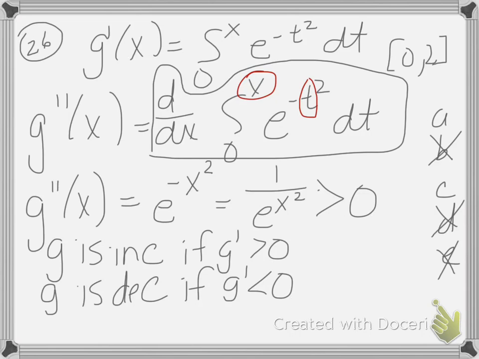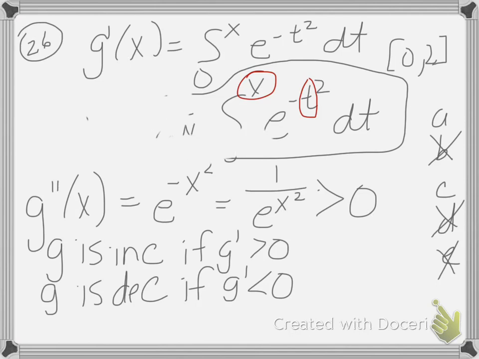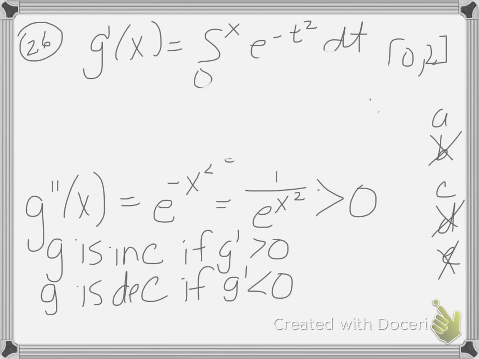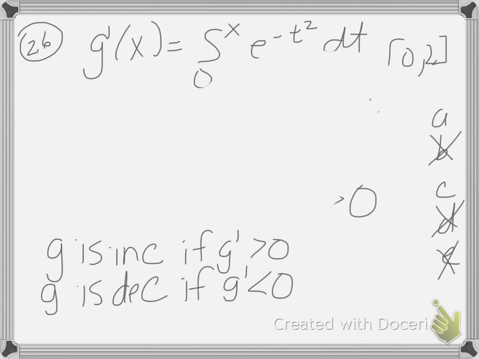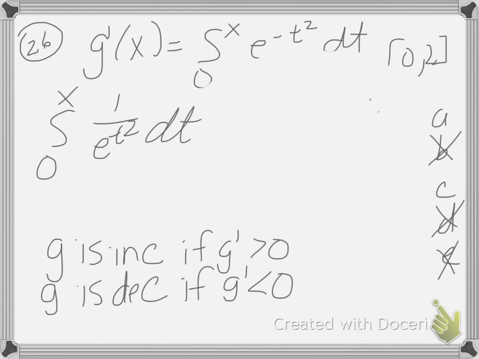Well, I'm going to get rid of this. Okay, because we're interested in g prime, so I'm getting rid of all this g double prime stuff over here. Okay, so you were given g prime. So think about this for a moment. It's an integral from 0 to x of 1 over e to the t squared dt. Right, I'm rewriting this piece here.